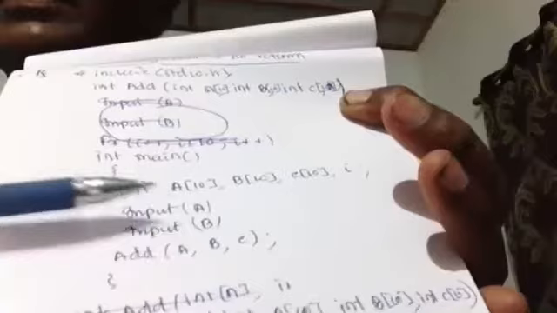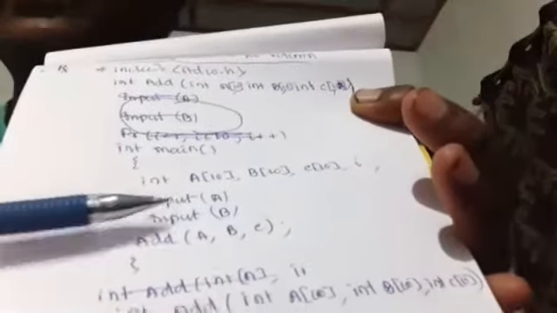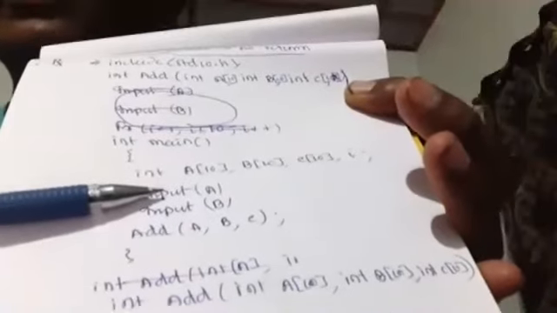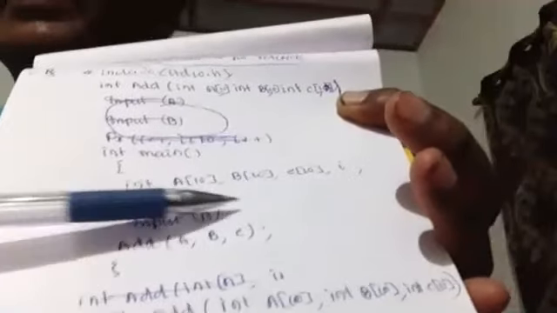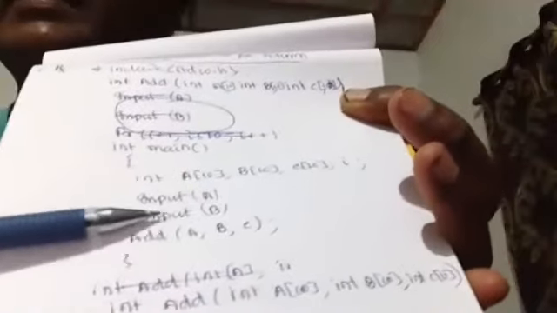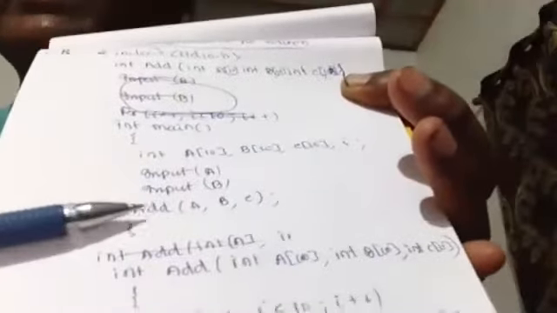Yes, sir. This is declaration of array. This is input. I make it short form. It should be for i equal to 1, i less than 10, i plus plus, then scanf A. Similarly, this one. Now I call the function add A, B, C, and main program is over. Okay. Means here we have what? Argument. These are the arguments. Isn't it? Here we have the arguments.